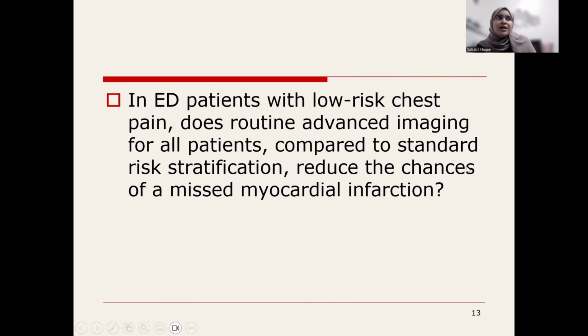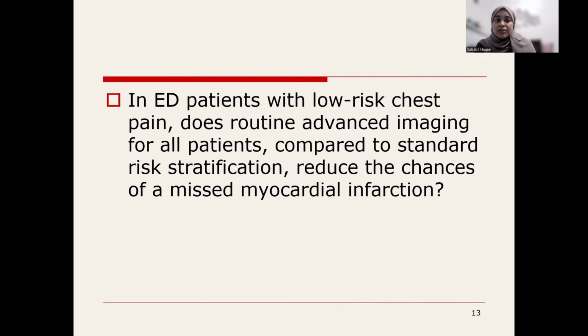But you might say, sure, but in real life, would you really be able to do this research? No, because how can you do advanced imaging for all patients who come in with low risk chest pain? You simply can't because it will require a lot of resources. Advanced imaging will take up a lot of rooms that are not available in a lot of hospitals, most of the hospitals actually. It's going to be very expensive for the patient.